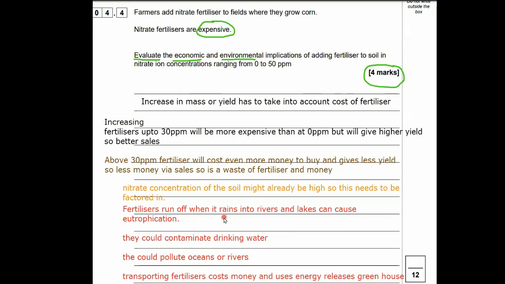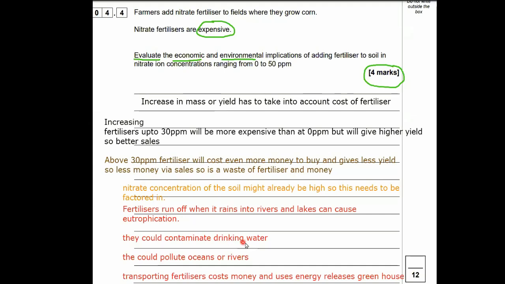Four, fertilizers cause runoff. We talked about this earlier. When it rains, fertilizers run into rivers and lakes, and can cause something called eutrophication. Now that's beyond the spec, but the description of it is essentially fertilizers can cause algae to bloom, block out the sunlight, stop photosynthesis happening inside the water from plants that live in the water, and that deoxygenates the water. So that's an environmental implication.